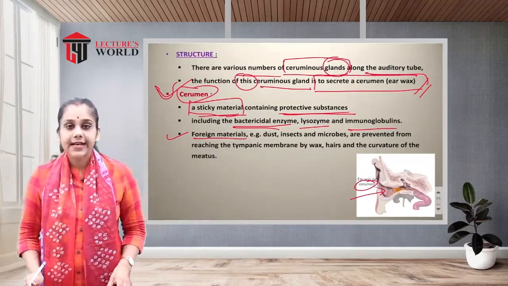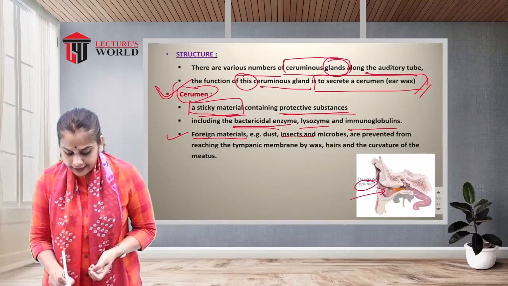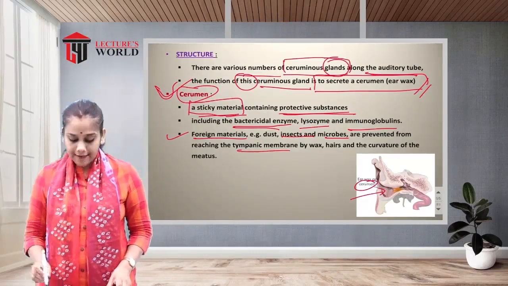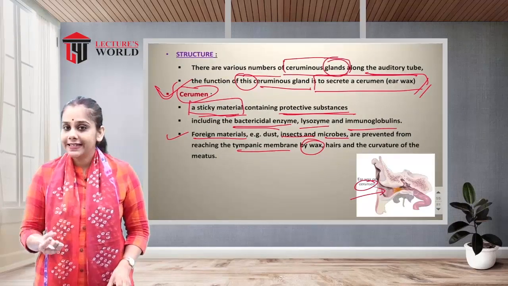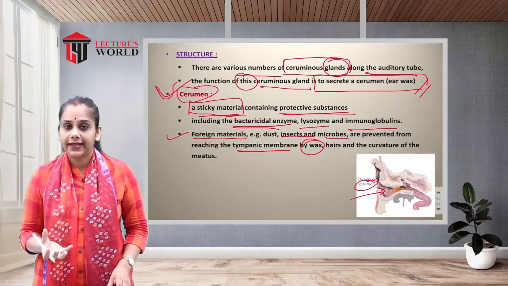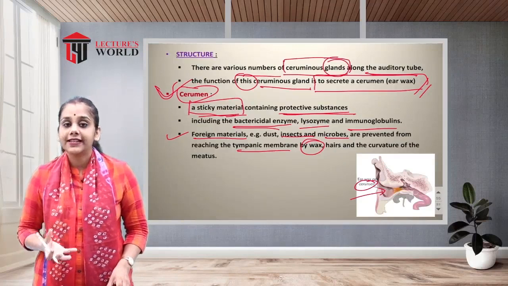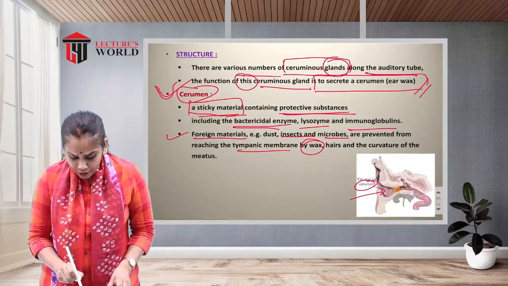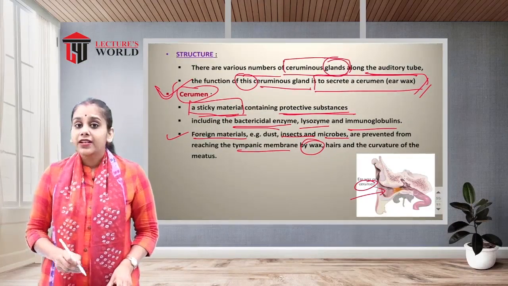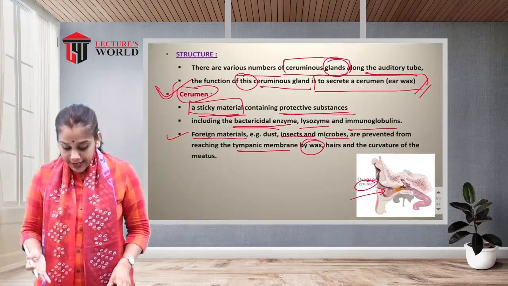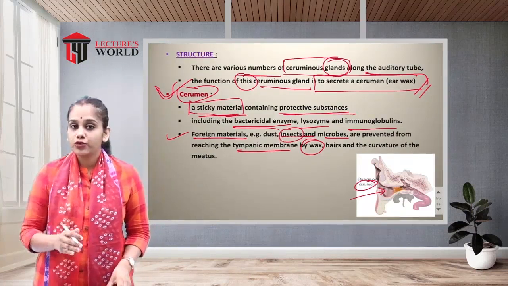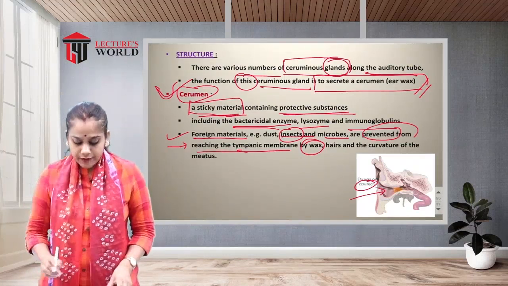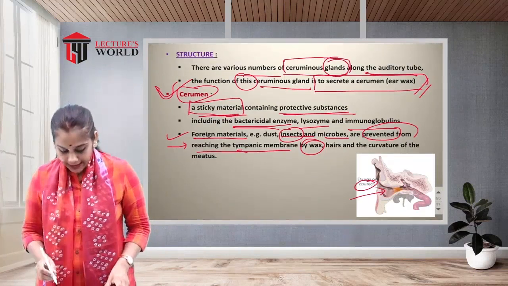Foreign materials, for example dust, insects and microorganisms, are prevented from reaching the tympanic membrane by wax. It is a sticky material, a material like wax, so cerumen is a wax material. Because of its stickiness, it helps prevent microorganisms, dust, bacteria and insects from reaching the tympanic membrane.